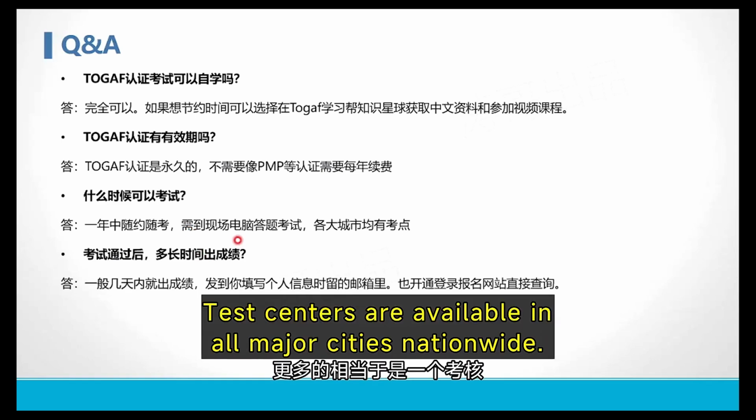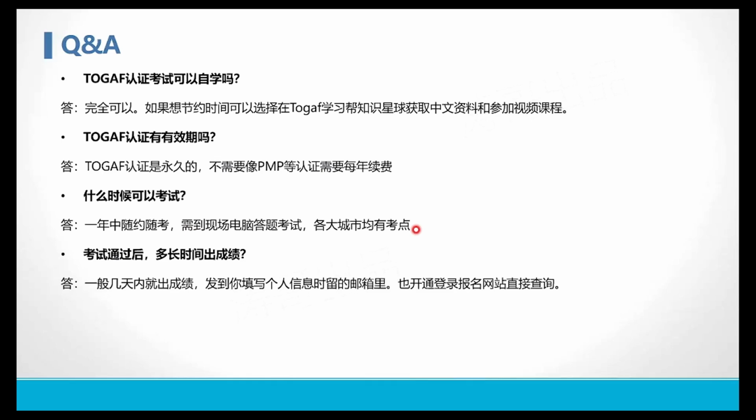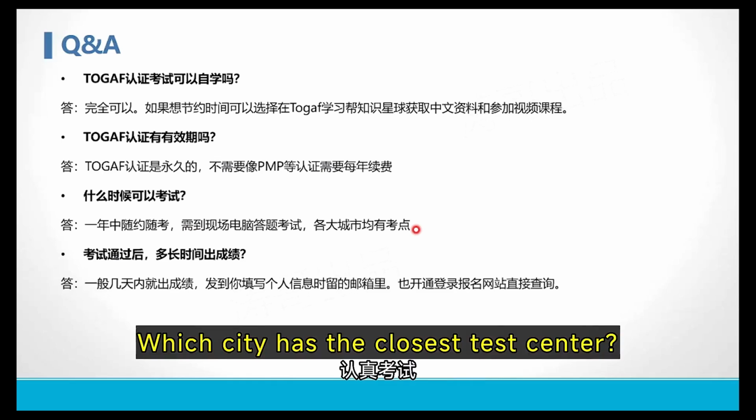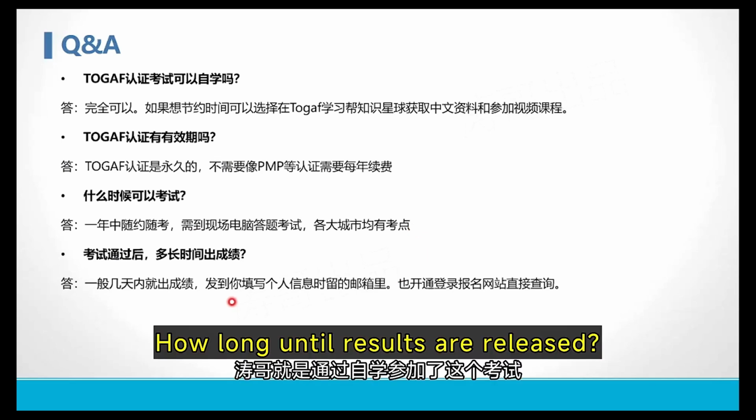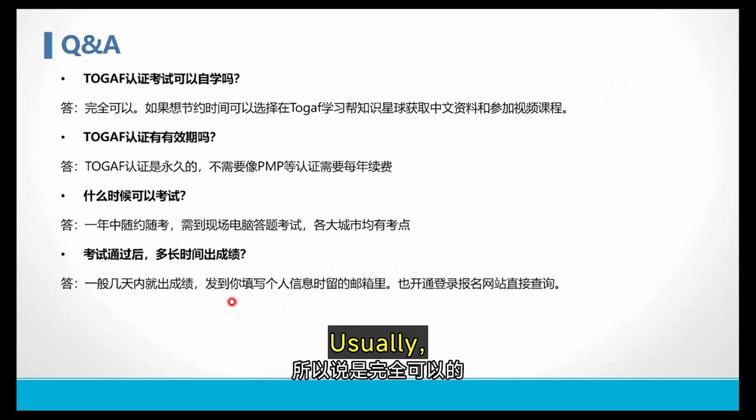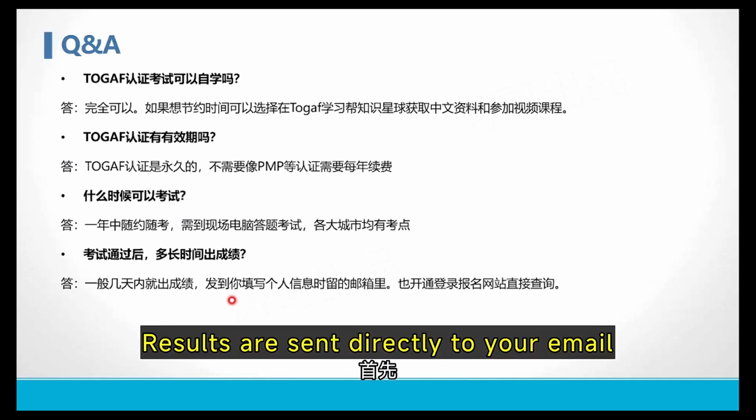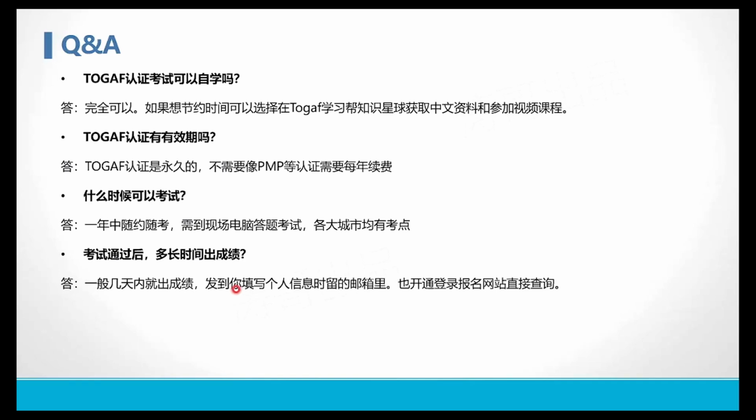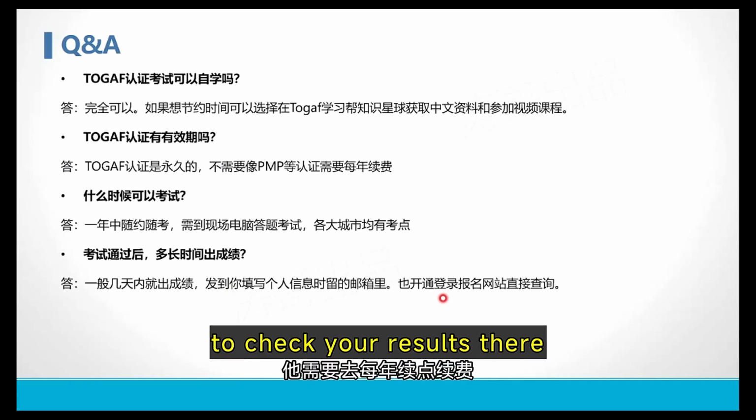Test centers are available in all major cities nationwide. If you're in a smaller city, check for the nearest test center. Which city has the closest test center? How long until results are released? Usually, results are out in 2 to 3 days. Results are sent directly to your email. Alternatively, you can log into the official site to check your results there.